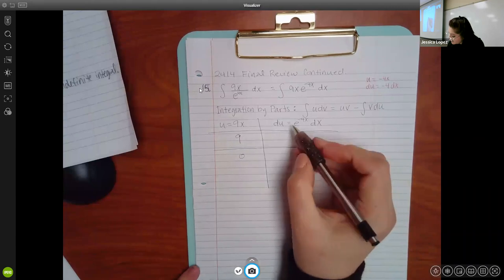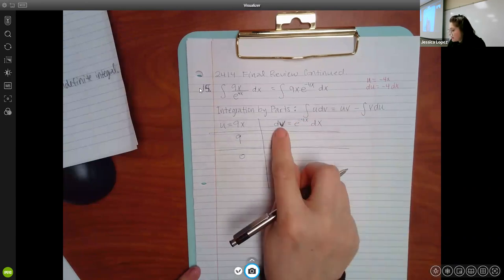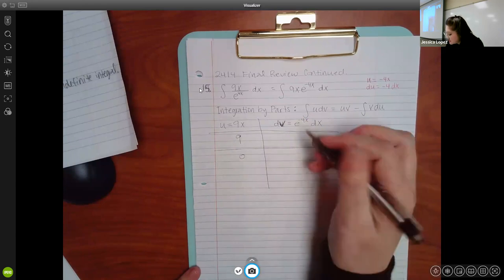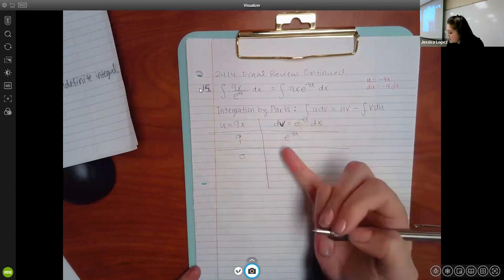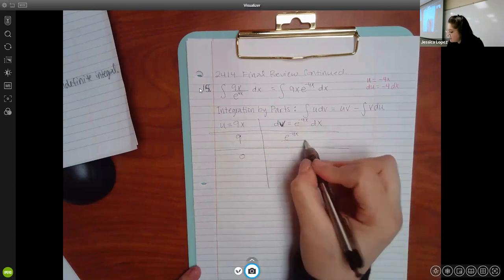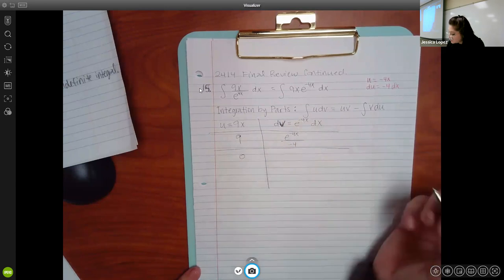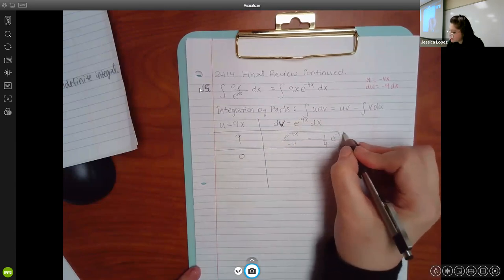Then here, if I were to integrate this, that should be a V, sorry. If I integrate this, I would get V equals, and then what's the integral of this? It's gonna be this, but divided by what? -4. Right, the derivative of that. Which we can write as -1/4 e to the -4x.